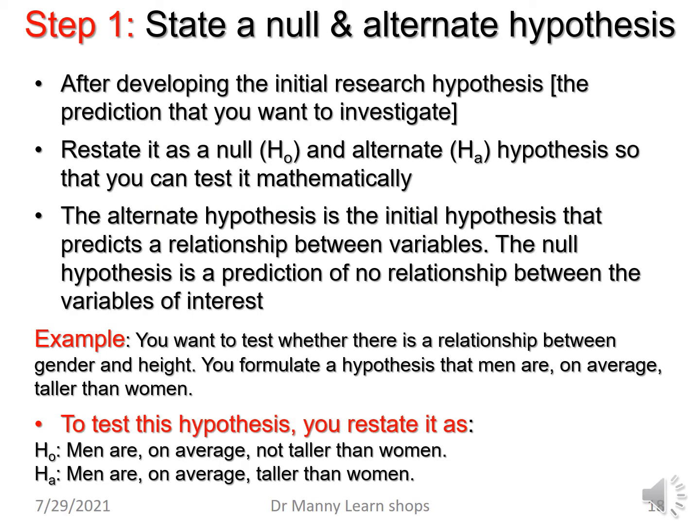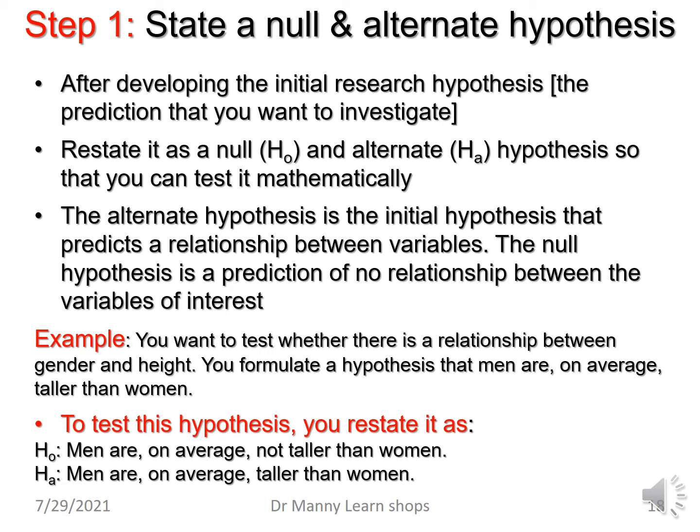Step 1. State a null and alternative hypothesis. After developing the initial research hypothesis, the prediction that you want to investigate, restate it as the null hypothesis and the alternative hypothesis so that you can test it mathematically. The alternative hypothesis is the initial hypothesis that predicts a relationship between variables. The null hypothesis is a prediction of no relationship between the variables of interest.